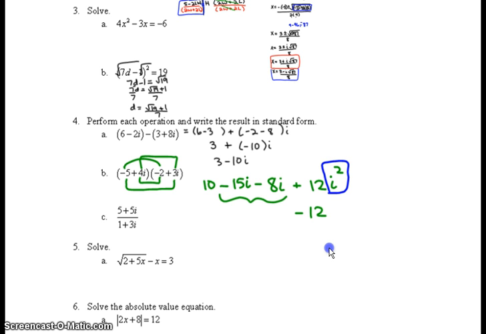Okay, let's combine these two like terms. Negative 15 minus 8 is negative 23i. And then we have 10 minus 12, so that's a negative 2. So negative 2 minus 23i would be the answer.